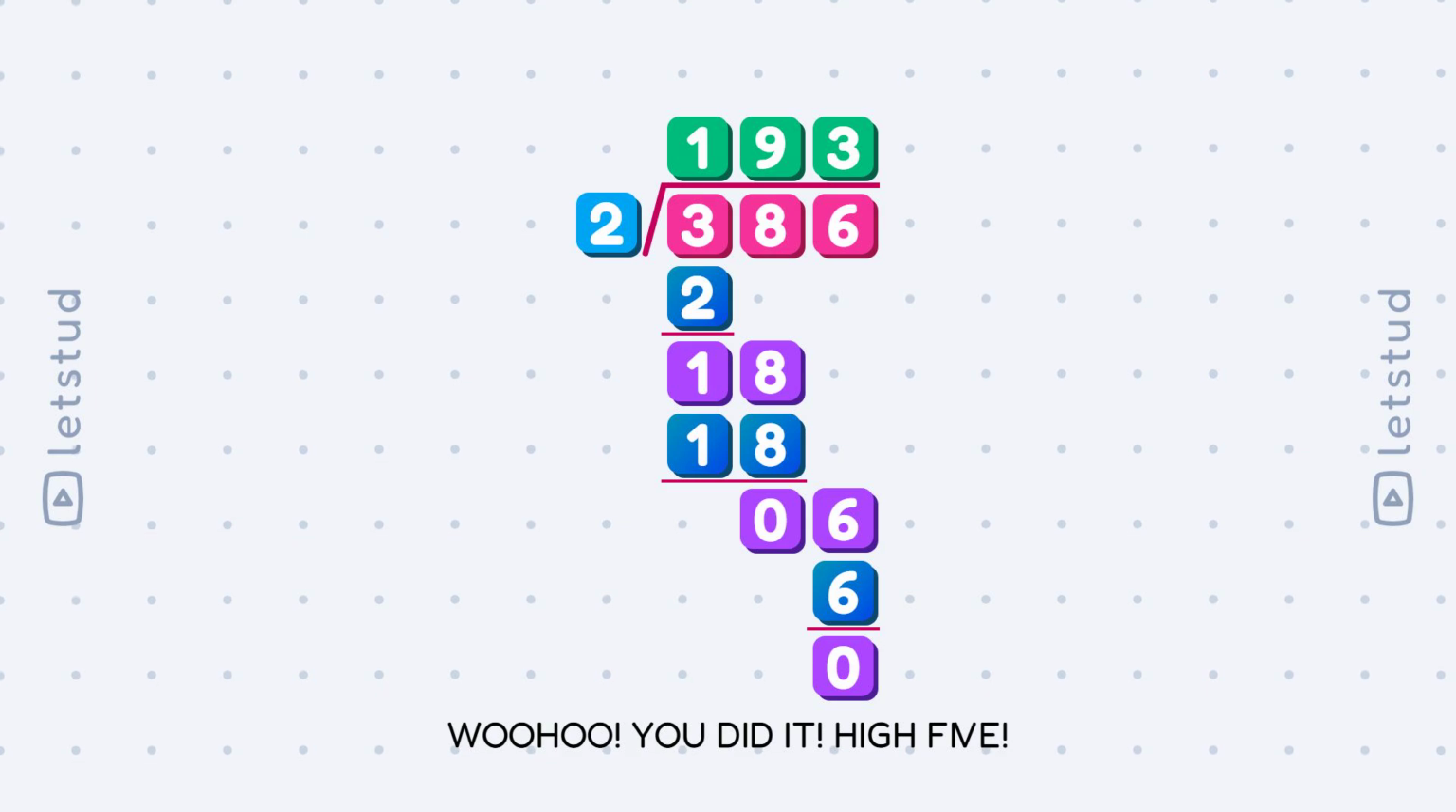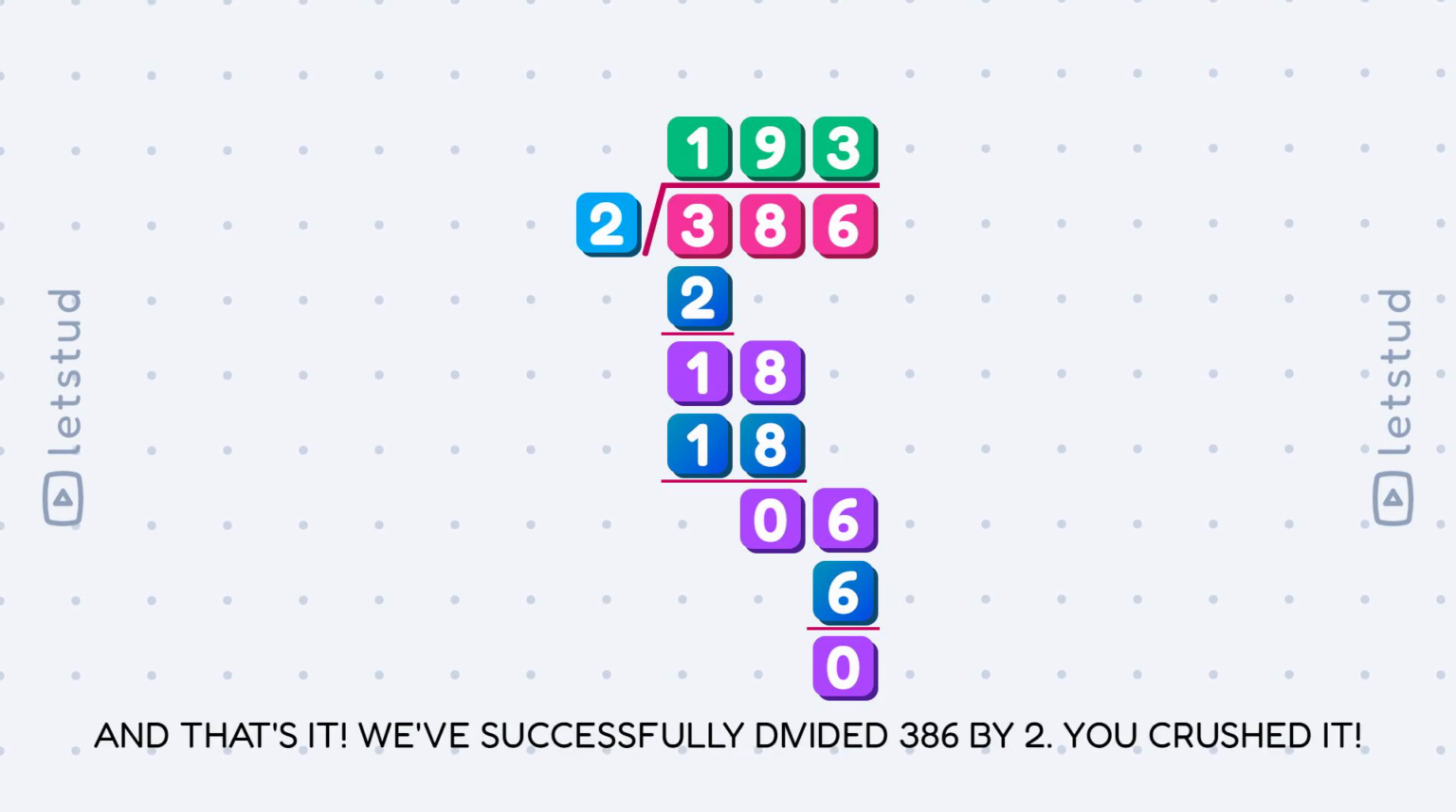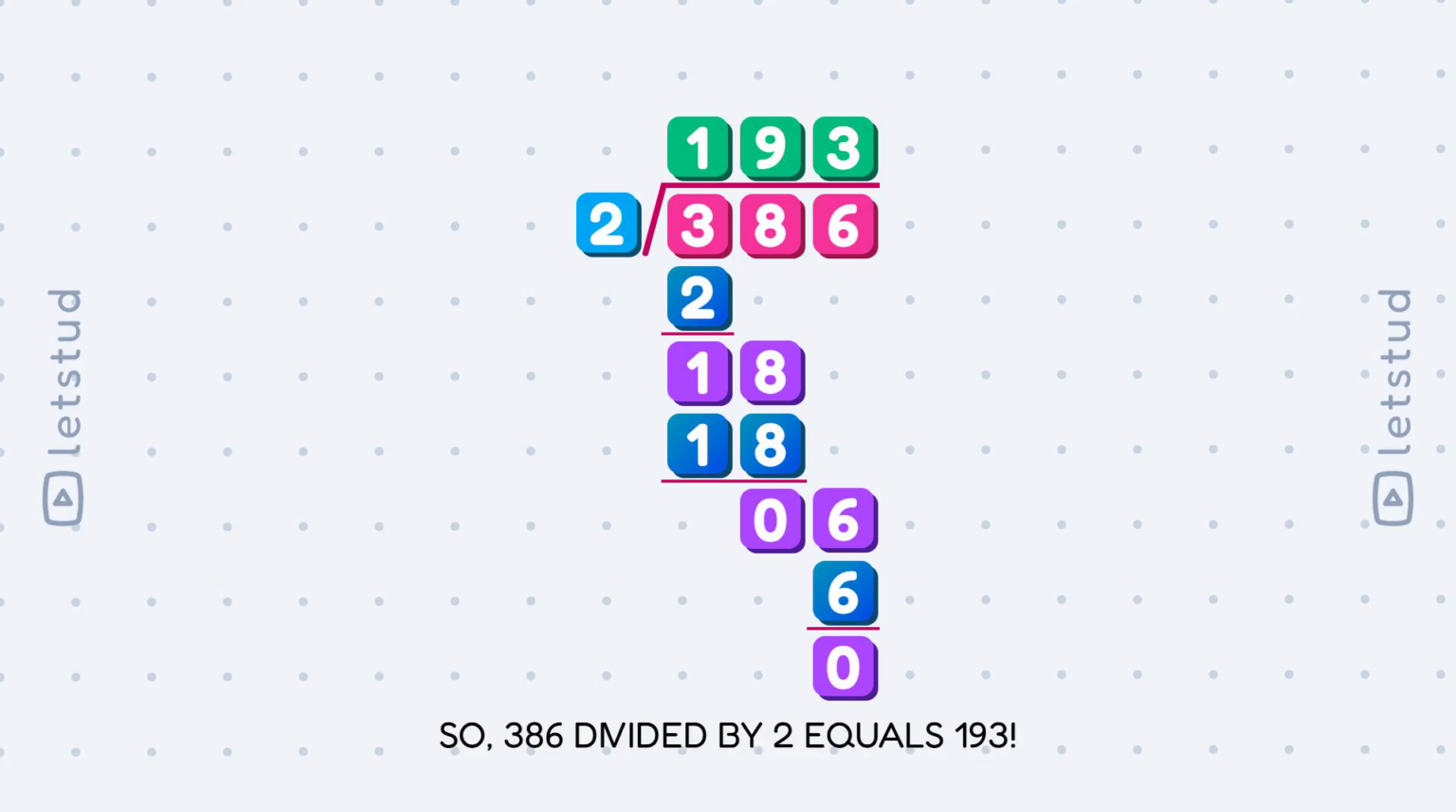High five. And that's it. We've successfully divided 386 by 2. You crushed it. So, 386 divided by 2 equals 193.